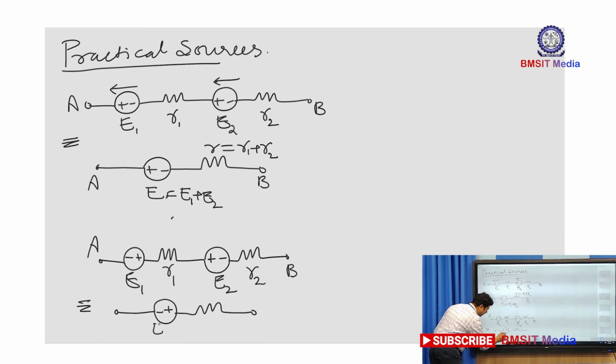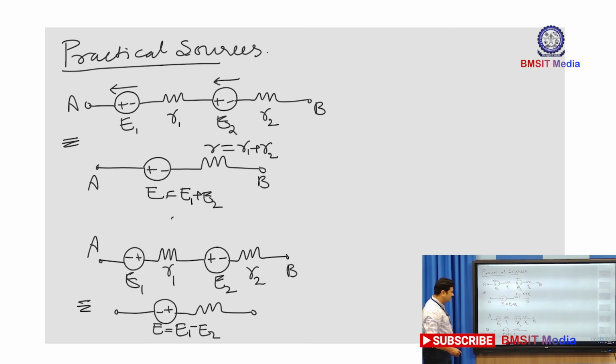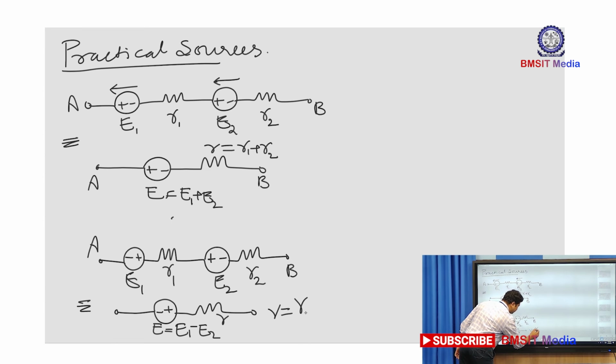So this is E equals E1 minus E2, because I have assumed E1 to be greater than E2 here. With the polarity it is evident. Then the resultant resistance R is again equal to R1 plus R2. One should not take the difference of the two resistors.